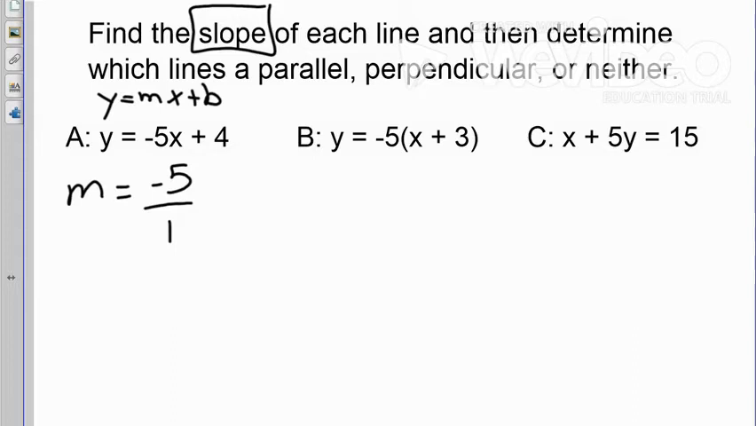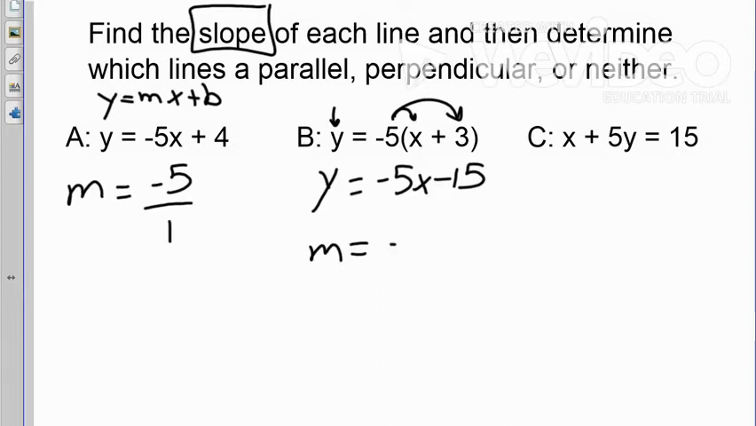Okay, and then the second line, we don't really have it in a form yet, but we do know that y is by itself. So what we can do is actually simplify it so that it is in slope-intercept form. So y is going to stay the same. This becomes -5x and then -15. Okay, now again, we're trying to find the slope. So in this case, the slope is still -5. Okay, so we'll come back to that in just a second here.